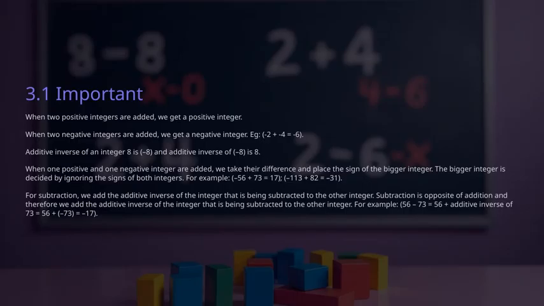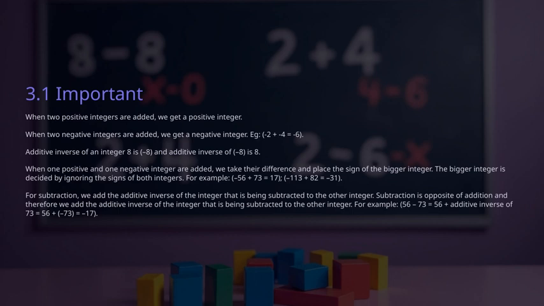Let's talk about some important points when it comes to adding integers. First, if you add two positive integers, the result is always positive. For example, 3 plus 5 equals 8. Similarly, if you add two negative integers, the result is negative, like -2 plus -4 equals -6. Now, an interesting concept here is the additive inverse of a number. Think of it as the opposite. For example, the additive inverse of 8 is -8, and vice versa. If you have -8, its additive inverse is 8.